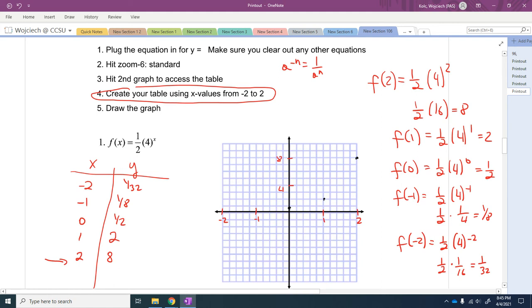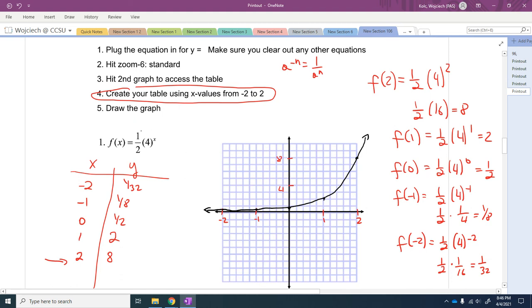-1, 1/8, it's something just above the x-axis. And -2, 1/32 is almost touching the x-axis. So if you graph this, again, this may be difficult for me to do by hand, but the graph should look like this. Now, when you go to your left, this graph will get closer and closer to the x-axis, but again, it will never touch it.